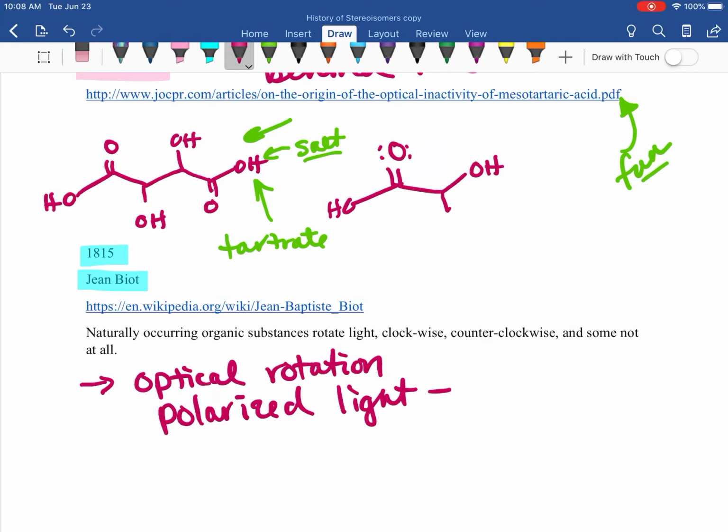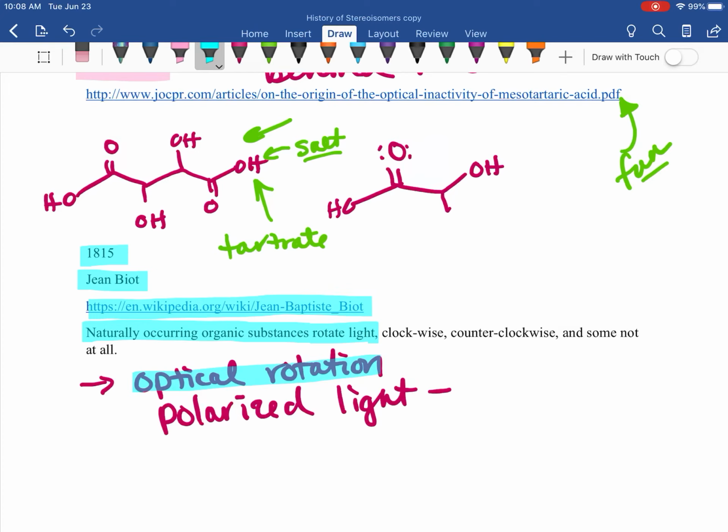So he was just fascinated with light and rotating light, and what he discovered way back in the early 1800s is that there are naturally occurring organic substances like tartaric acid that actually rotate light. And that sounds really silly, but if you think about physics and chemistry in the early 1800s, just to figure out that you can actually polarize and rotate light is a really major feat, even in and of itself. So he was actually quite famous and did an awful lot of work with the rotation of light.